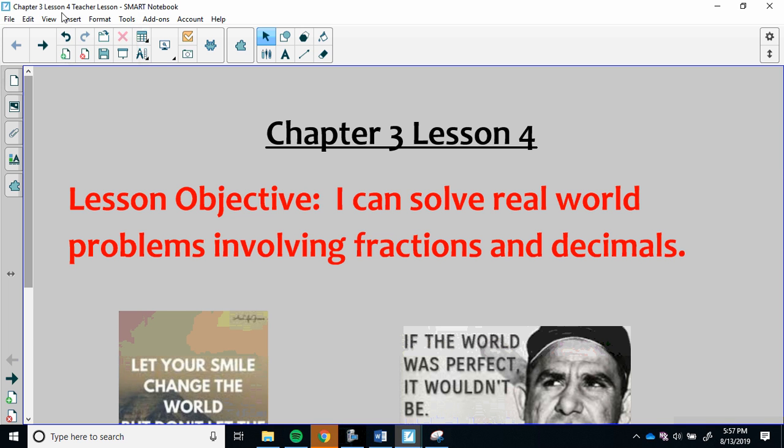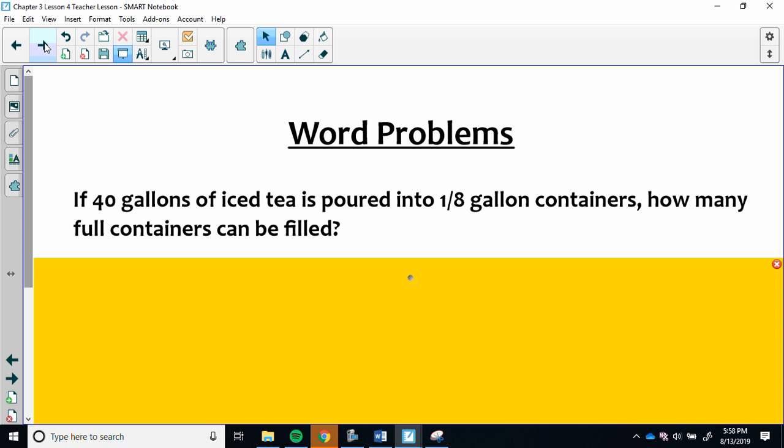Today we are going to wrap up this chapter with lesson number 4, solving real-world problems involving fractions and decimals. I got quite a few examples here, so I've done a lot of the work ahead of time so I can just explain. Otherwise, it just takes too much time to do the writing. So let's get right into it.